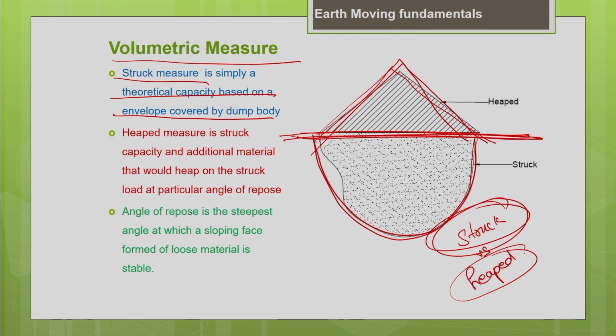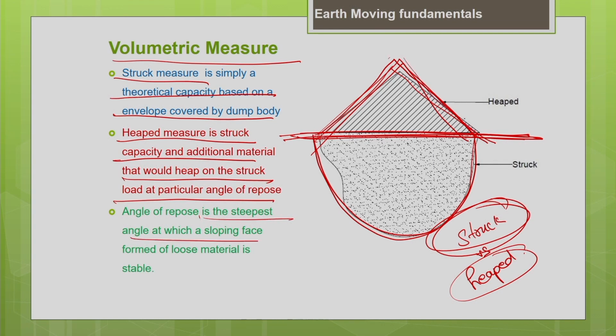So heap measure is nothing but struck capacity as well as the additional material that would heap on this truck load at a particular angle of repose. Angle of repose is the steepest angle at which the sloping face formed of loose material is stable. It will vary from material to material. So this is the difference between the struck capacity and the heap capacity.